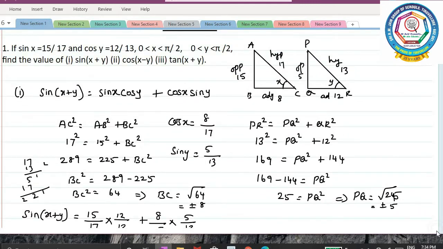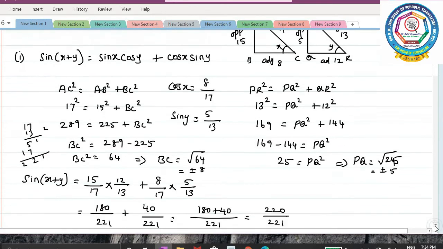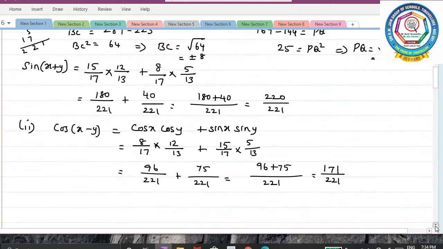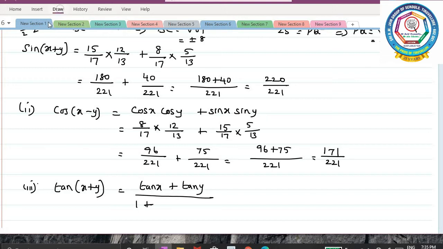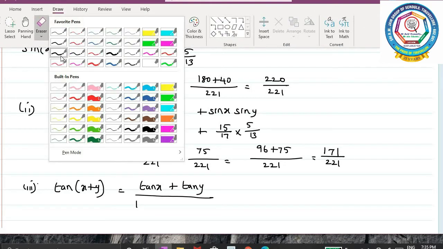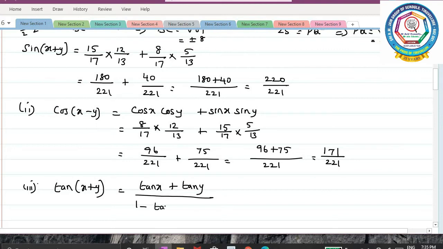We also know the formula tan of x plus y equals tan x plus tan y by 1 plus tan x into tan y. So what is the third one? Tan of x plus y equals tan x plus tan y by 1 minus tan x into tan y.